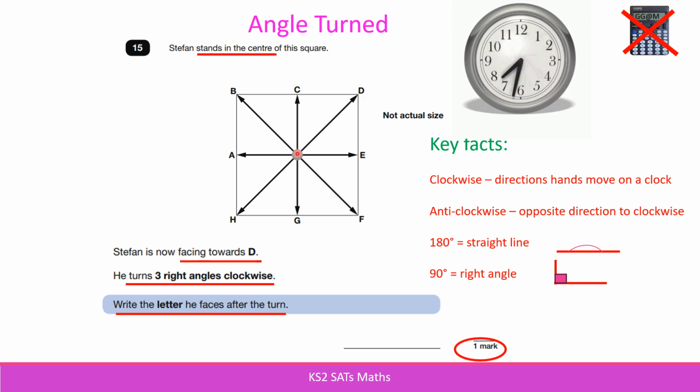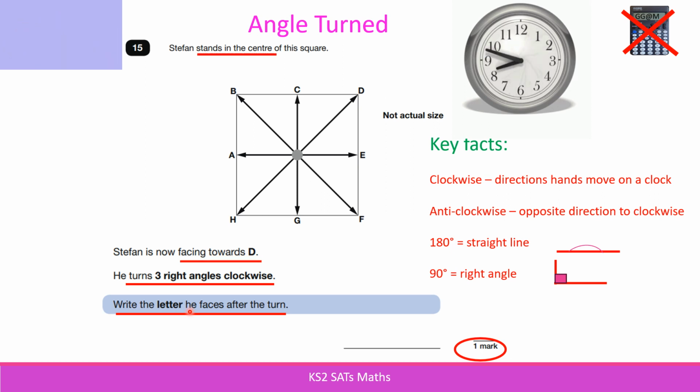Now you're going to be starting facing D, you're going to be turning clockwise, so you need to work out which way clockwise is, and then you've got to do 3 right angles. Remember, a right angle is 2 of these little sections here, it will be 1 right angle. After you've turned 3 right angles, where is he facing? Press pause, have a go at working out the answer, press play when you're ready to hear the answer.